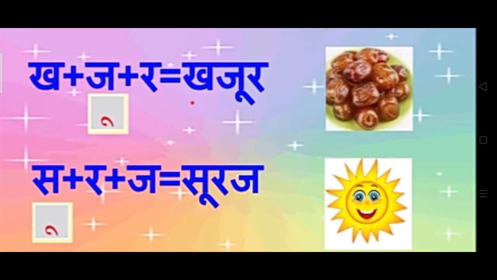Two more examples we will see. First, Ga plus Ja plus U ki matra plus Ra. What is that? Gajur. You can see Ga plus Ju plus Ra. Gajur. Next, Sa, U ki matra. Su plus Ra plus Ja. What is that? Suraj. Ga plus Ju plus Ra. Gajur. Second one, Sa U ki matra, Su plus Ra plus Ja. What is that? Suraj. Everyone understood clearly? Okay, very good.